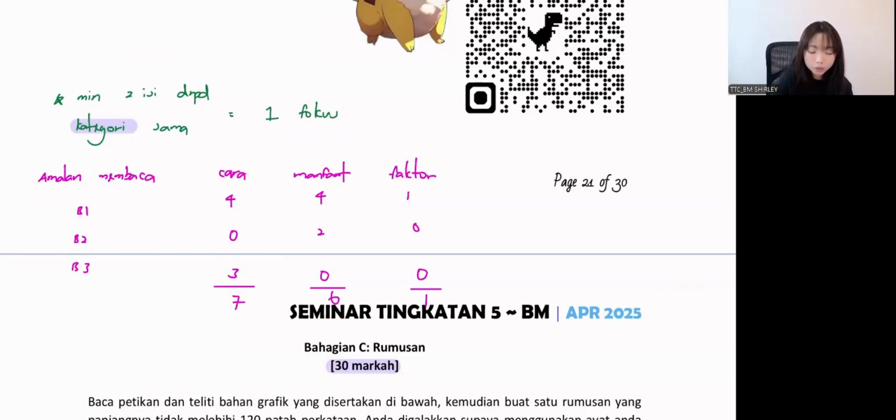So which one is more than 2? Very obvious. 7 is more than 2 and also 6 is bigger than 2. So the focus here will be cara and also manfaat, where faktor is not, because 1 is not more than 2, it's less than 2. So it doesn't fulfill the requirements of minimum 2 isi to become the focus. So for these questions, you have only 2 focus, cara and manfaat. Then the next question. Okay. How many isi will you need to write for the rumusan? It's 8 in total. Why is it 8 in total?